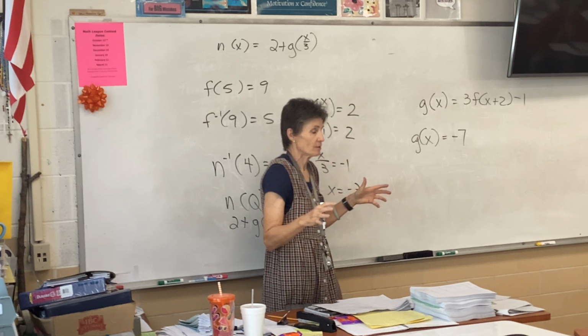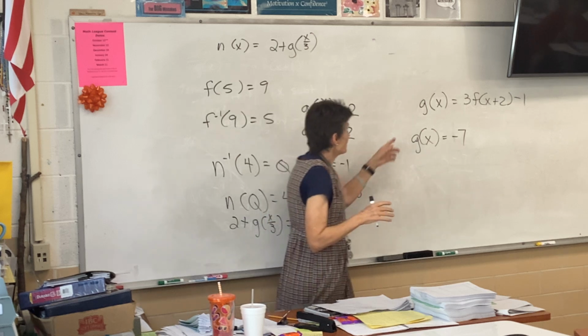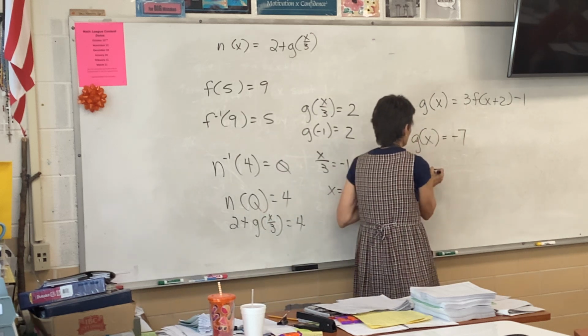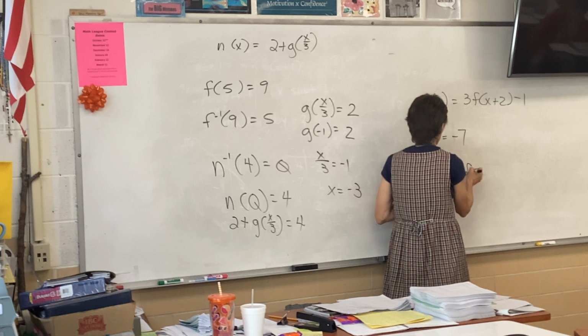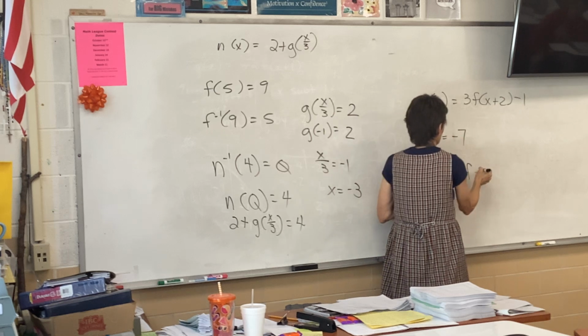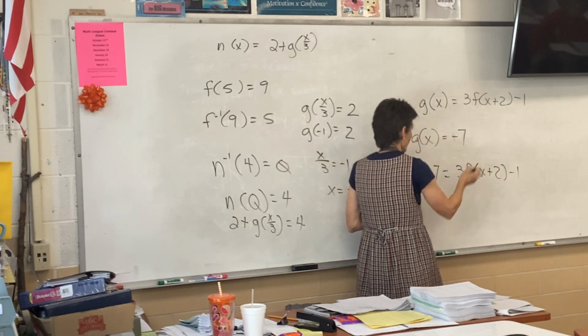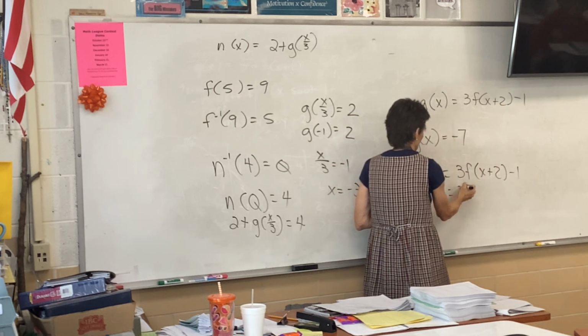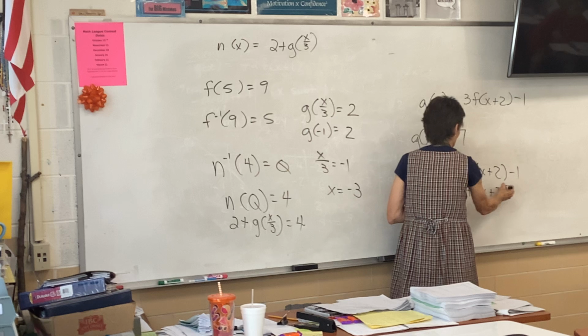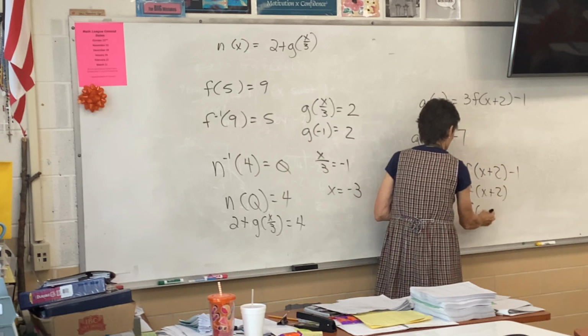Gus, you need to pay attention because you asked this question. So, that means this is -7. That's g of x, right there, -7. So I'm gonna go ahead and add 1 and divide by 3.